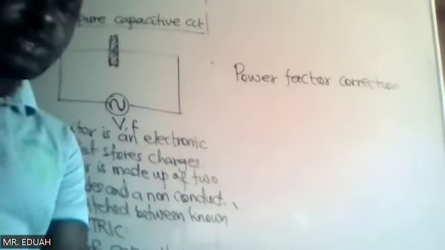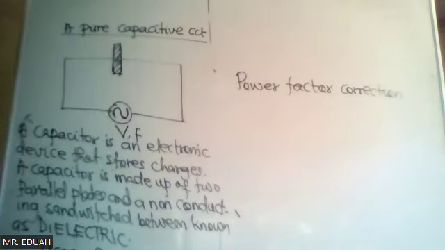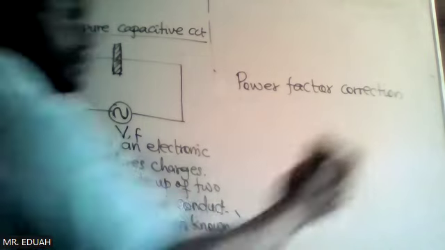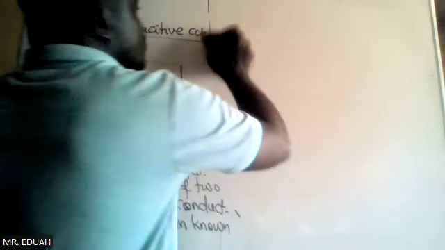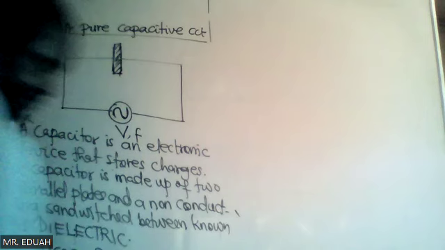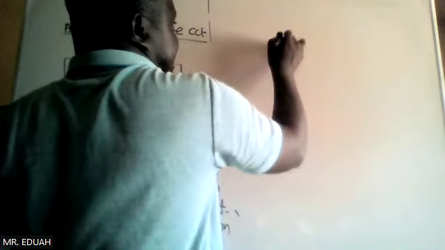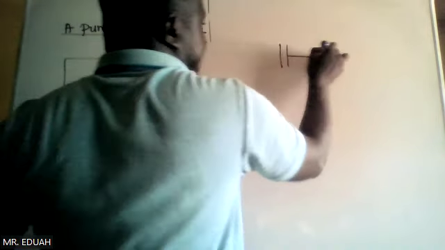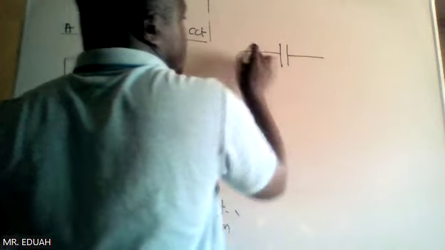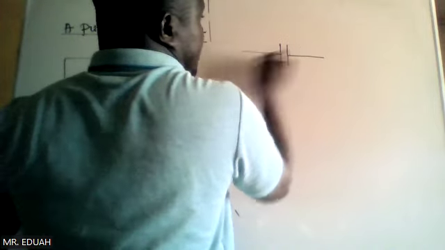All right. So a purely capacitive circuit. In a purely capacitive circuit, what we are doing is passing alternating current through a capacitor to see its influence. What happens when we do that? I remember last time I connected this to passing direct current.